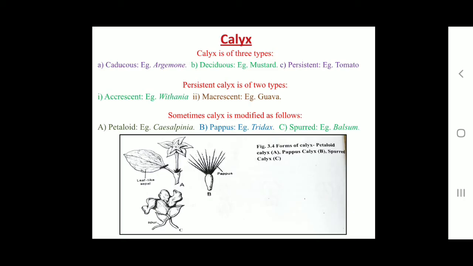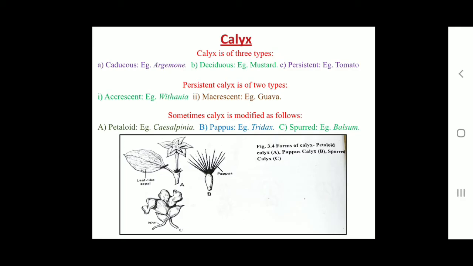Example, tomato, brinjal, etc. Persistent calyx is of 2 types, accrescent and marcescent. If the calyx is not only persistent but also grows in size along with fruits, it is called accrescent. Example, physalis. And if the calyx is persistent but shrivels and dries up, it is marcescent. Example, guava, punica.